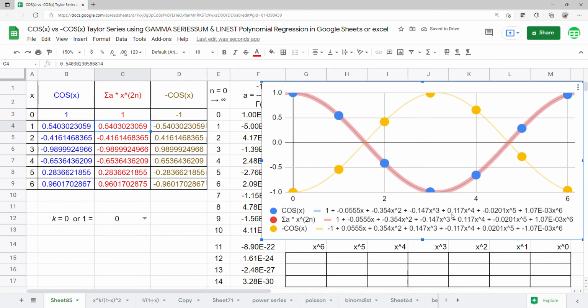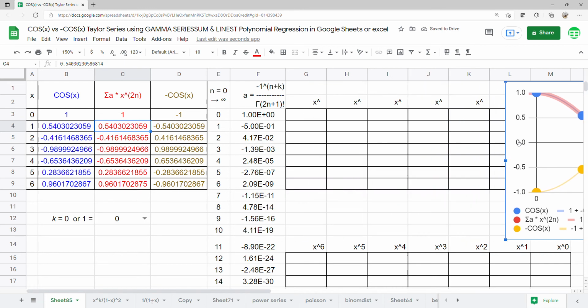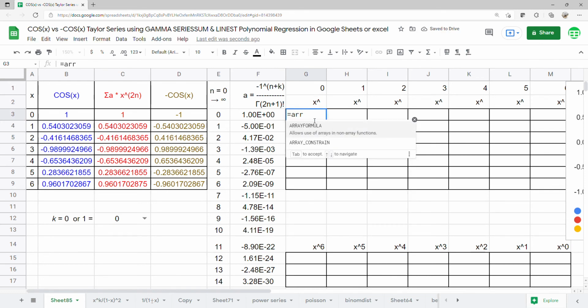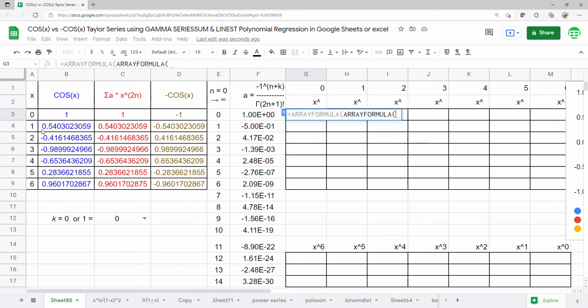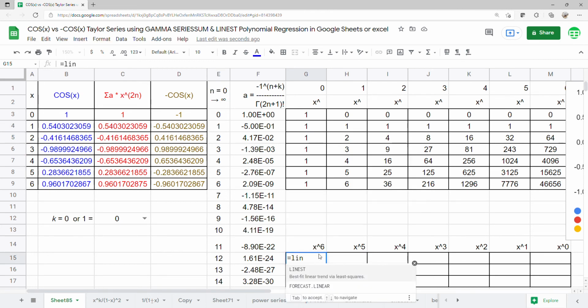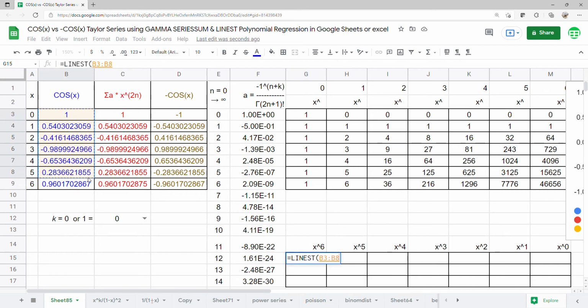We'll calculate this polynomial regression coefficient using LINEST. To do that, we complete the LINEST matrix, starting with the power. Transpose 0 to 6. And the elements of the LINEST matrix. So array formula of the x values raised to the power 0 to 6. Now we can use LINEST to calculate the polynomial regression coefficient. LINEST data y and data x.